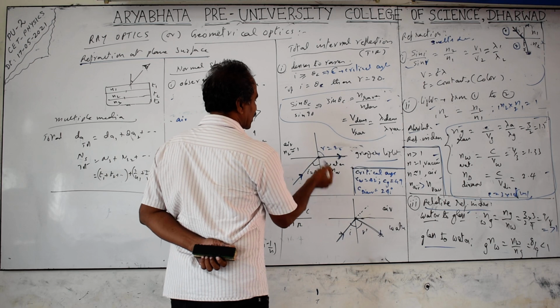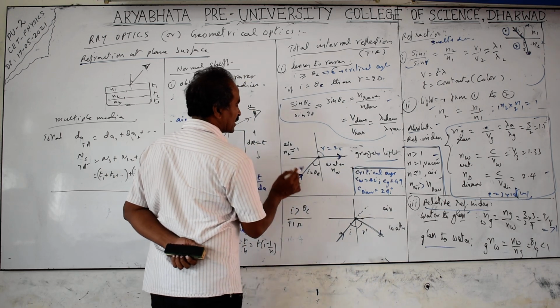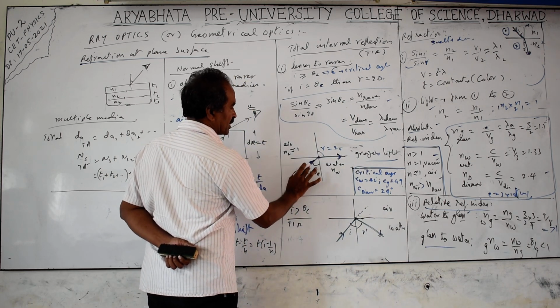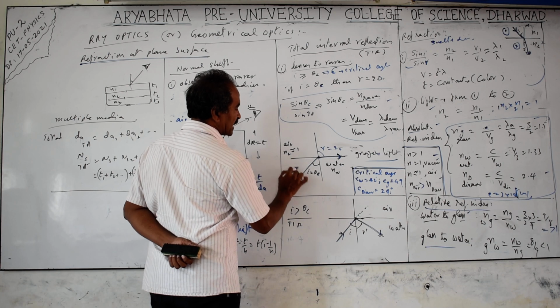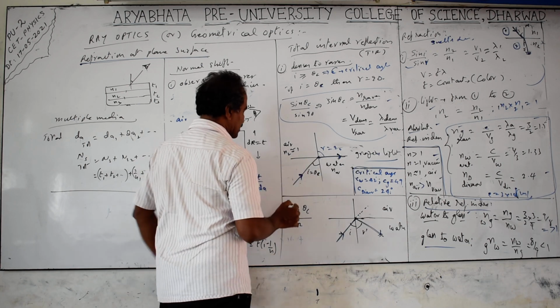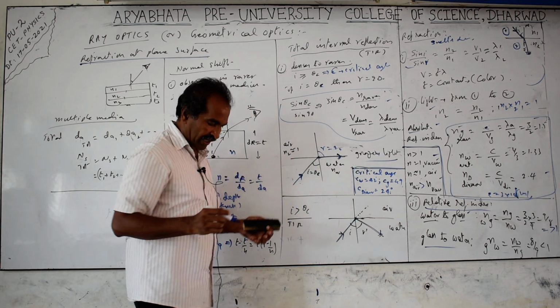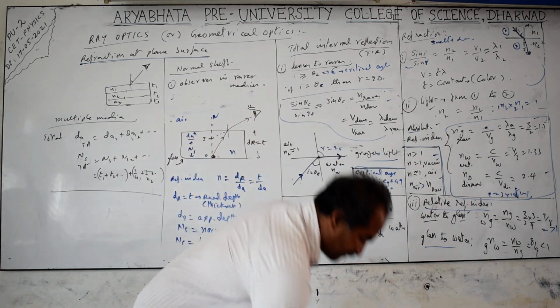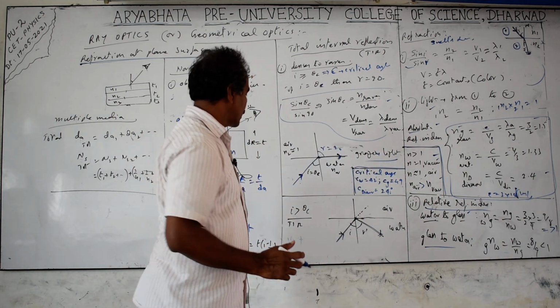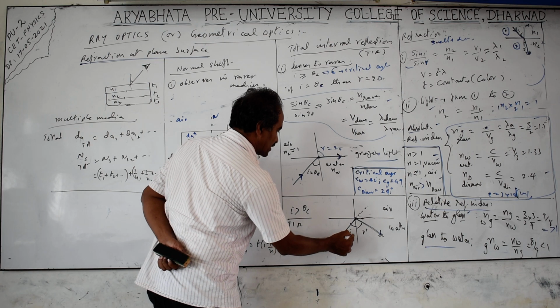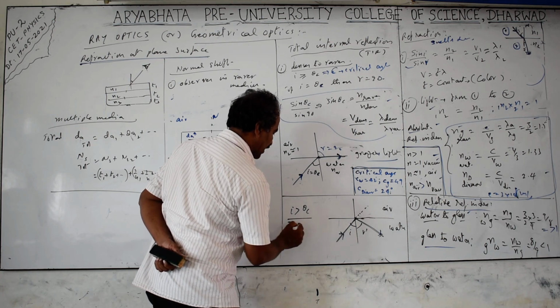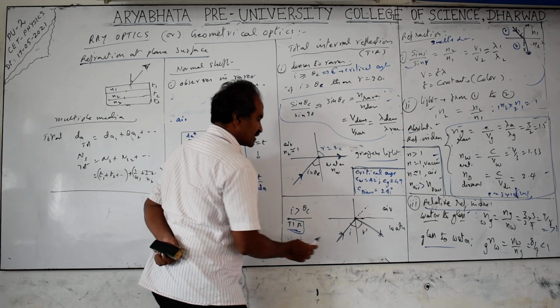Next is, what if the angle of incidence is more than the critical angle? This is just to start the total reflection. If the angle of incidence is more than the critical angle, then the light, instead of grazing, instead of going to the second medium, comes back into the same medium. If I is greater than theta C, then TIR takes place and light comes back into the same medium.